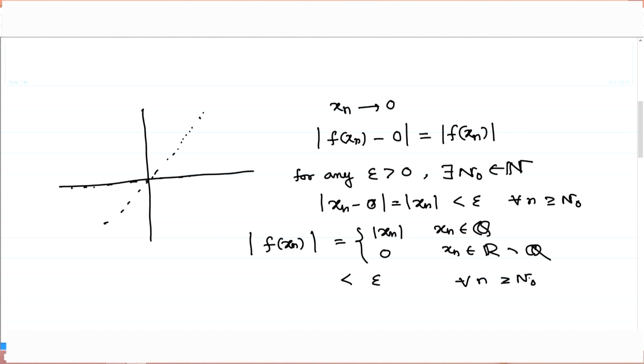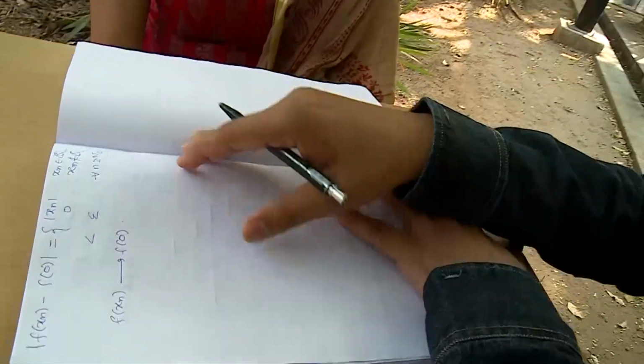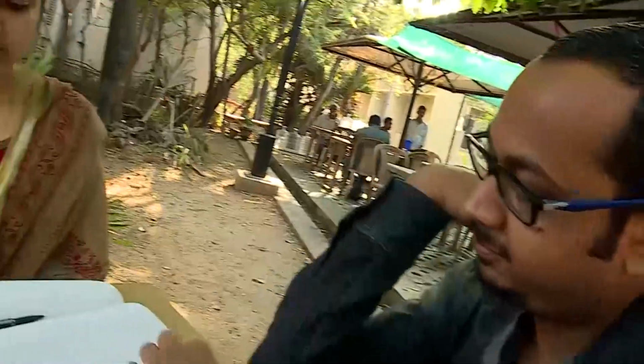So whenever xn is a sequence going to 0, for any epsilon there exists some n naught such that mod of f of xn minus f of 0, which is 0, is less than epsilon. So by the sequential criterion, f of xn converges to f of 0, which is 0. This shows that f is continuous at 0. So it is a continuous function at 0. I was wrong. So what about the continuity at the other places?